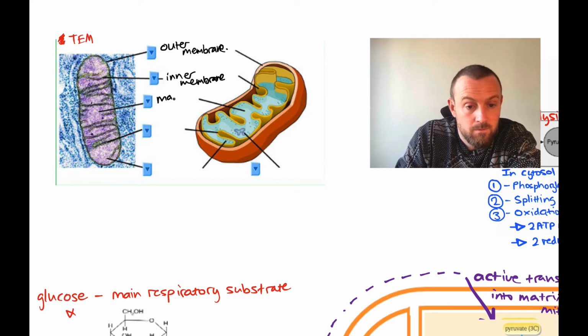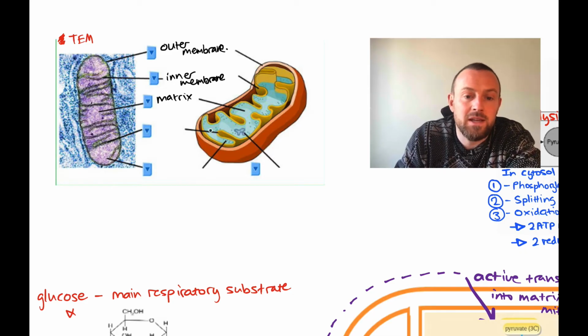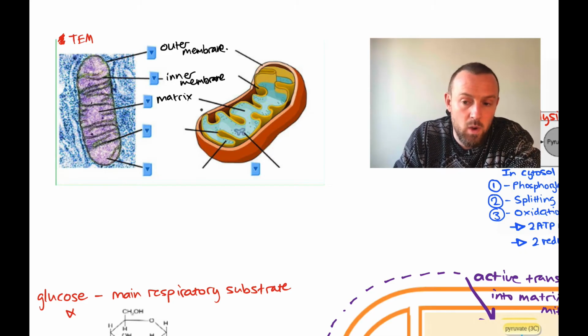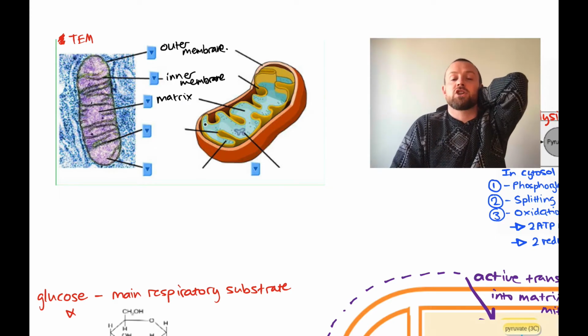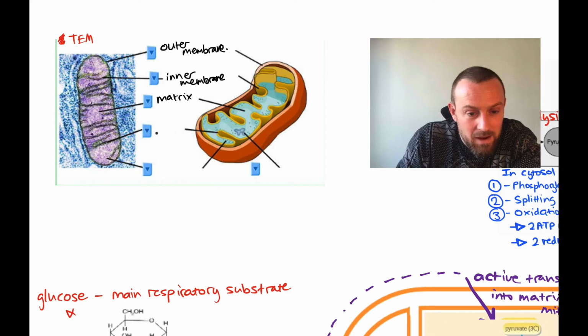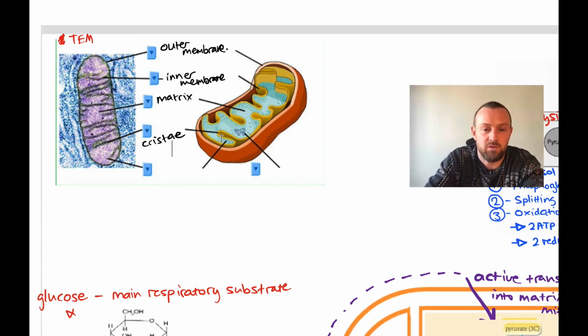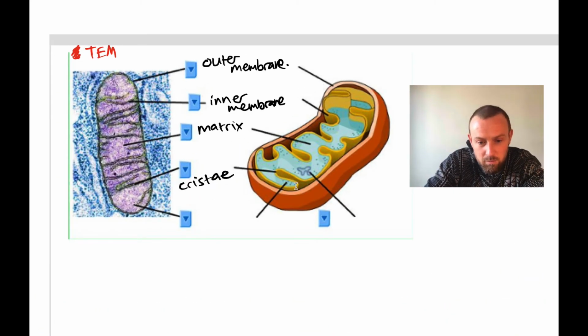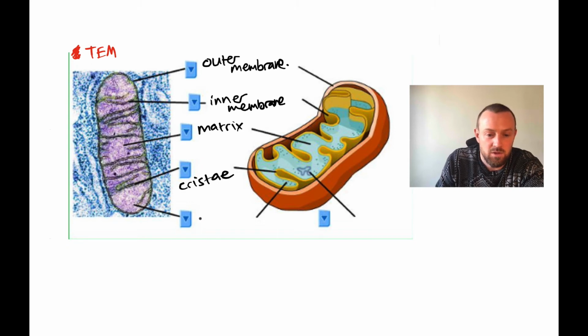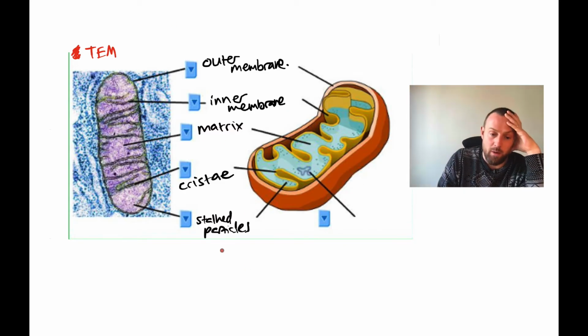Inside we have the matrix, which is the fluid in the center of the mitochondria, where, of course, the Krebs cycle and the link reaction occur. And here we have these folds of the membrane called cristae. And I'm not quite sure what this is supposed to be, I think this is supposed to be showing the stalked particles, actually. If we zoom in even more, it's supposed to be showing these little blobs on the inner membrane. So let's just call them stalked particles. And we can now talk about how each thing relates.